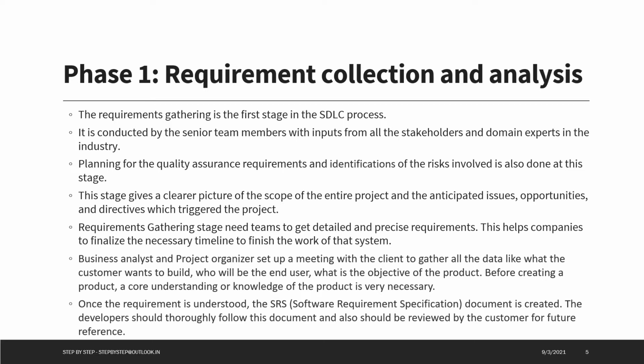Planning for the quality assurance requirements and identification of the risks involved is also done at this stage. This stage gives a clearer picture of the scope of the entire project and the anticipated issues, opportunities, and directives which triggered the project. The requirement gathering stage needs teams to get detailed and precise requirements. So the requirement should be clear enough.